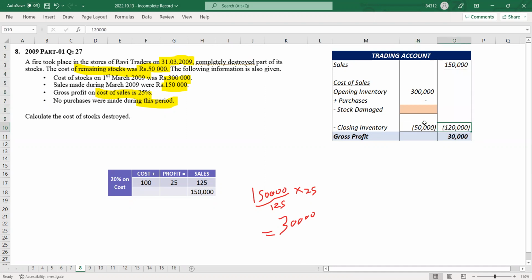Then what is this answer? 120 means this should be 170. Yes, 170 minus 50 is 120. So if this is 170, how much is stock damaged? Stock damaged is 130. 300 minus 130 is 170. So the answer is 130,000.